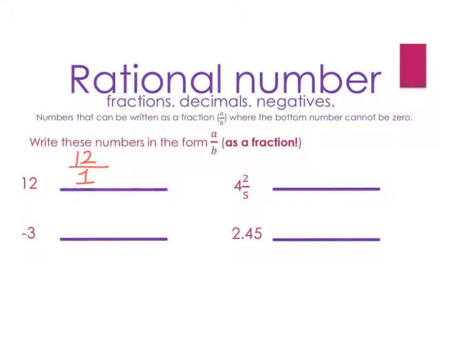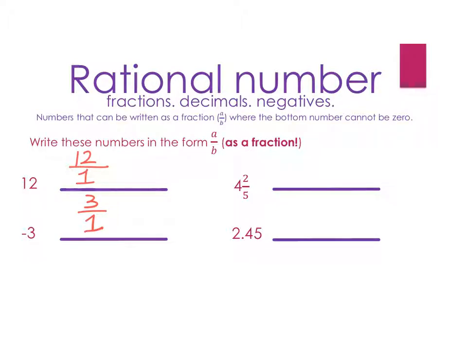If I want to write -3 in the form a over b, which is just as a fraction, how could I do that? Well, let's think. How would we write positive 3 as a fraction? Exactly, we'd write 3 over 1. So now that it's negative, all I do is put a negative sign in front of the 3. And now it's negative 3 over 1.